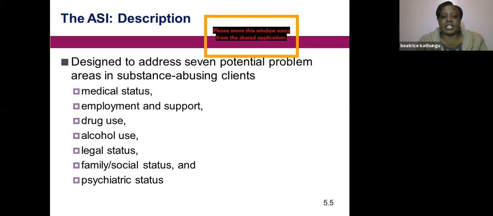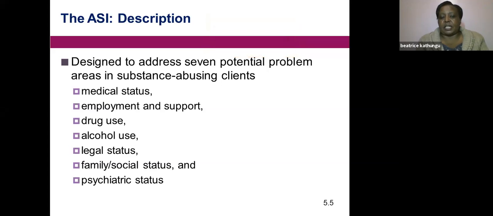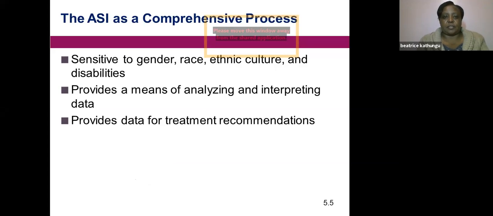So these are the areas: the medical status, employment and support, drug use, alcohol use, legal status, family/social status, and the psychiatric status. So these are the 7 areas we're going to be assessing. And we are going to be doing it very systematically so that we ensure we all understand how to work with each of these areas.